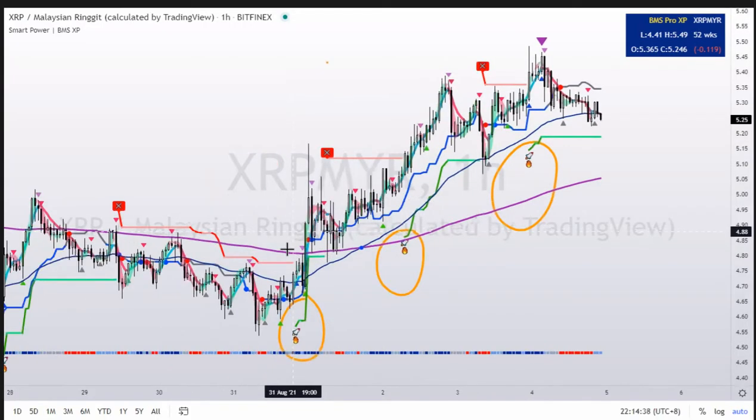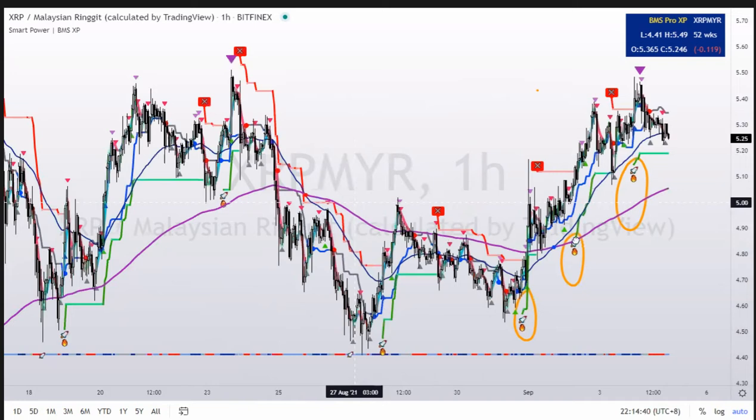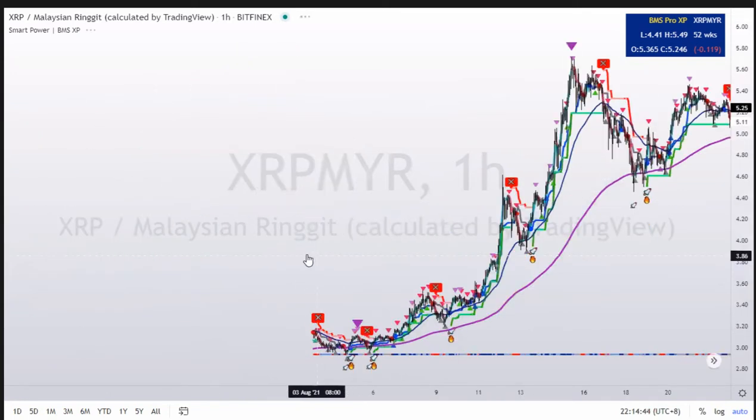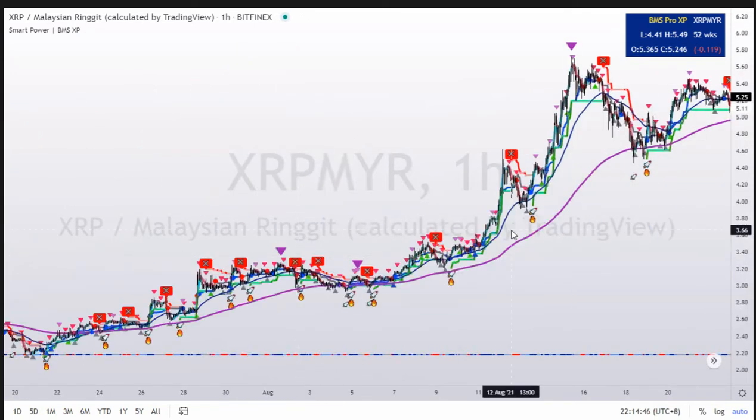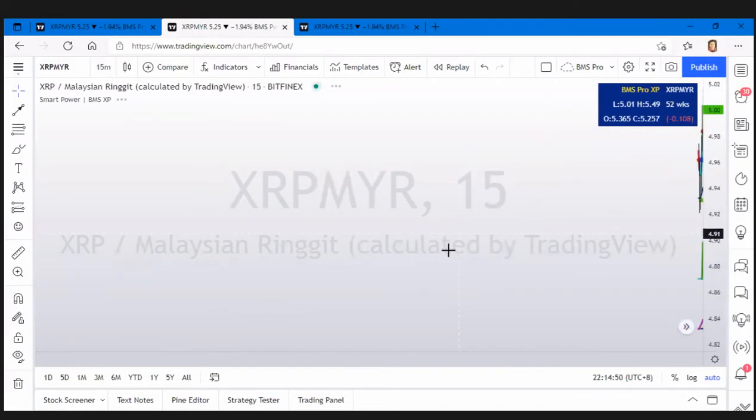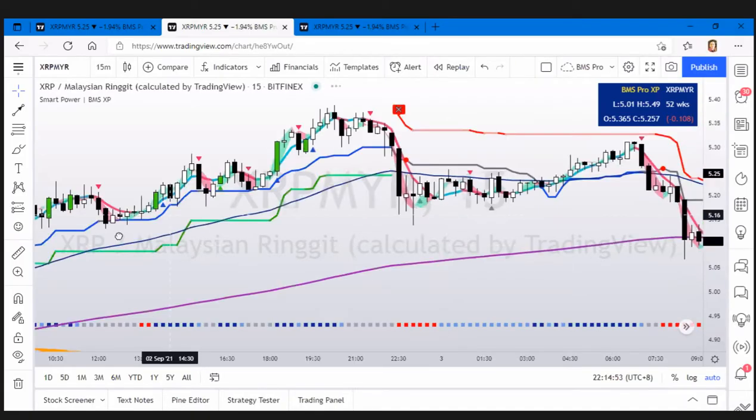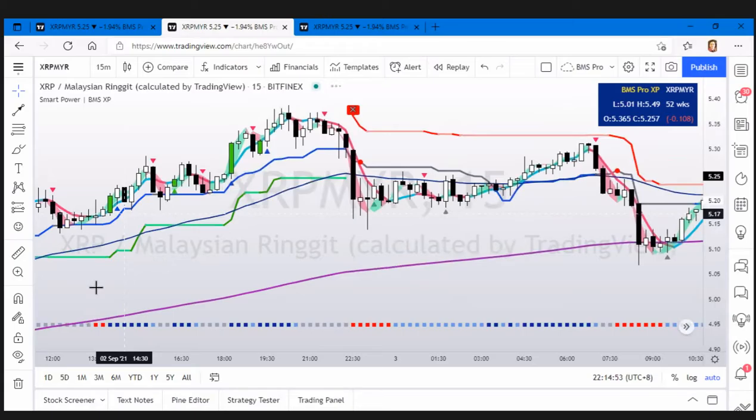If on a downtrend, let's say the price is moving on a downtrend, let's go to the lower time frame. Let's say the price is moving on a downtrend.